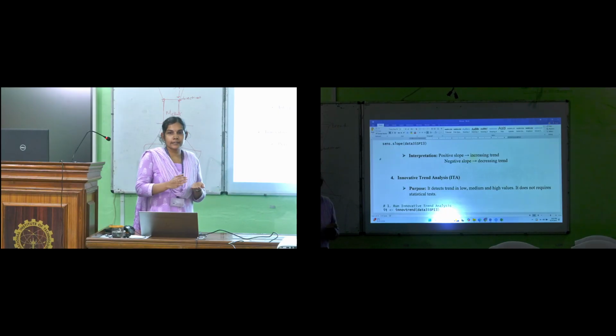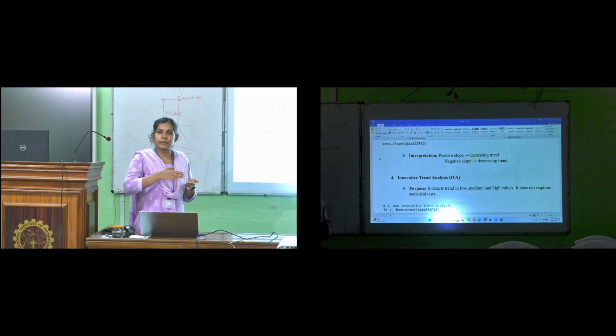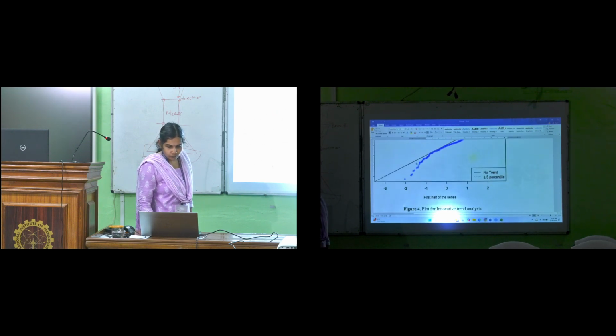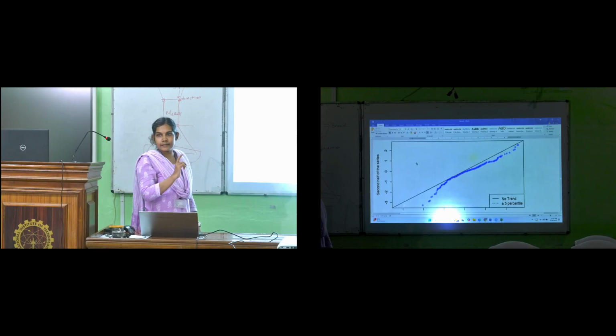Here the data is divided. I have 40 years of data. That data is divided into two segments, the first 20 years and the second 20 years. The first 20 years is represented on the x-axis and the second 20 years is represented on the y-axis. And here a 45 degree line is there. After you calculate the innovative trend test, you will get an output like this.